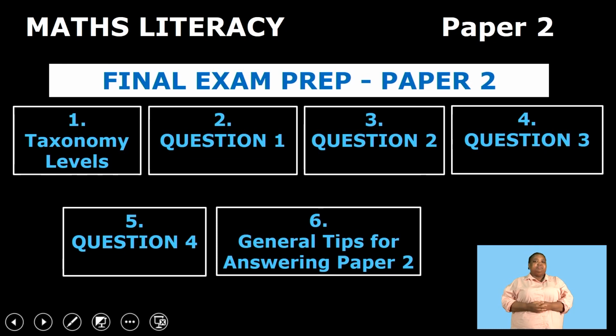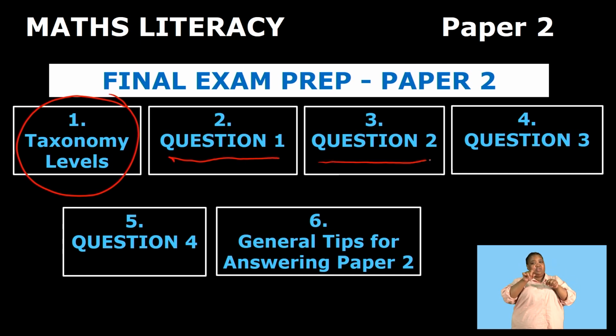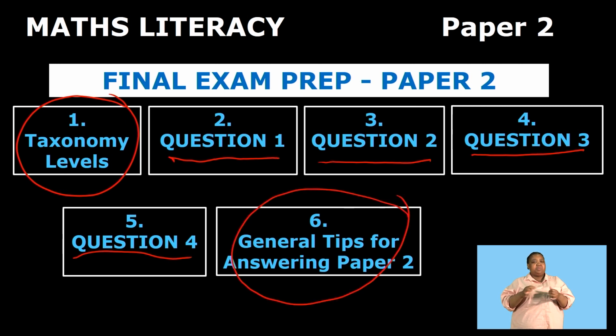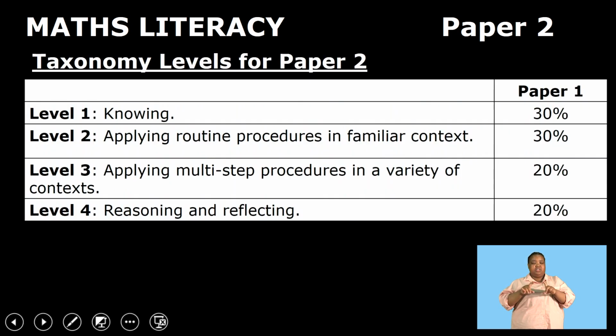Now, let's quickly look at what we're going to do. We are quickly going to recap your taxonomy levels. Then we will look at question 1 type questions, onto question 2, then question 3, and then we will end with question 4. Remember, sometimes there will be a question 5, but it depends on the paper that was set, and then we will end with general tips for answering Paper 2. Let's get to the taxonomy. Afterwards, we will look at the exam questions and points to remember.